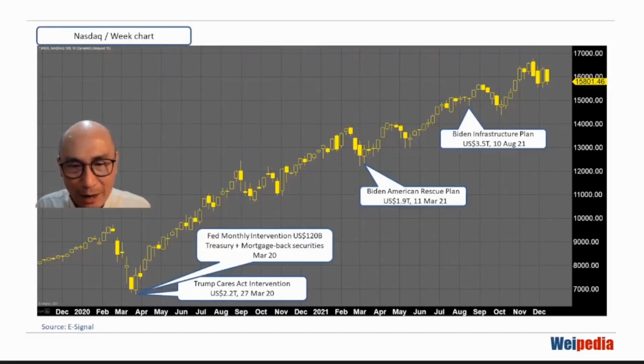And then followed by the Biden American Rescue Plan. You can pinpoint exactly where the low was and how the market reacted when the intervention came in, where the stimulus was being rolled out. Then we have this Biden infrastructure plan with 3.5 trillion US dollars. The market goes up. It's supported somewhere around October this year, and then it goes up again for NASDAQ and it hits the high.